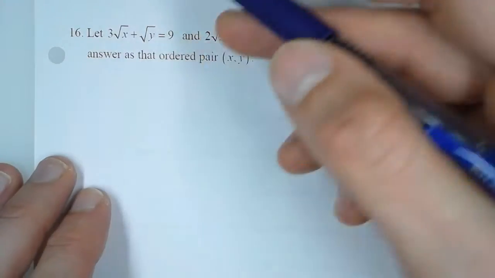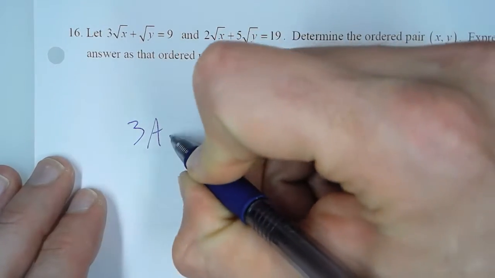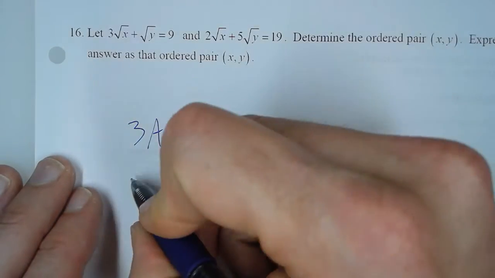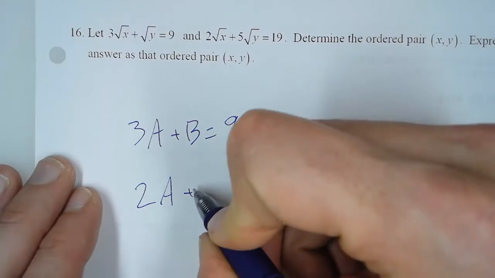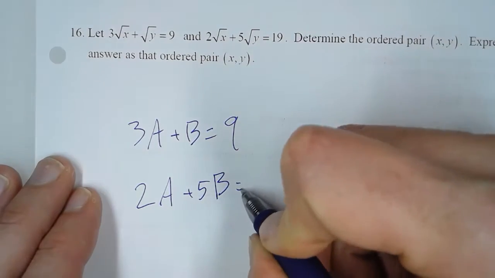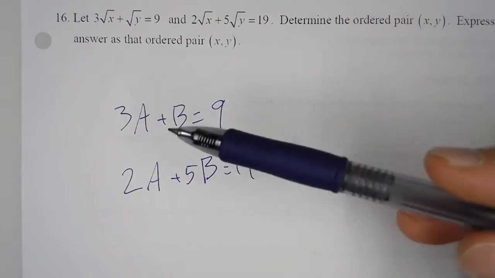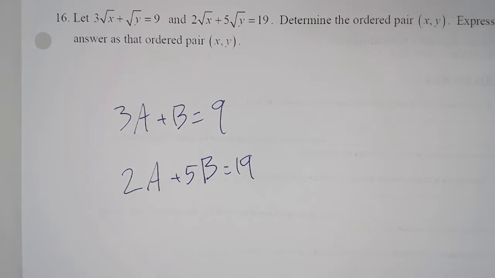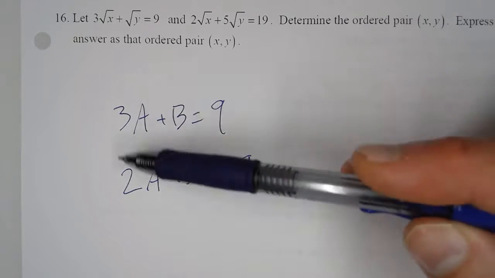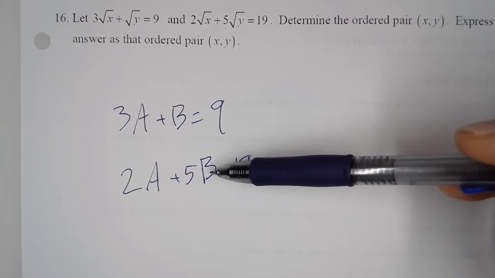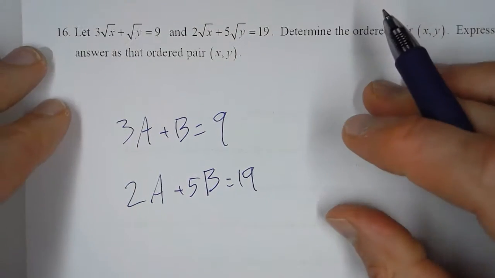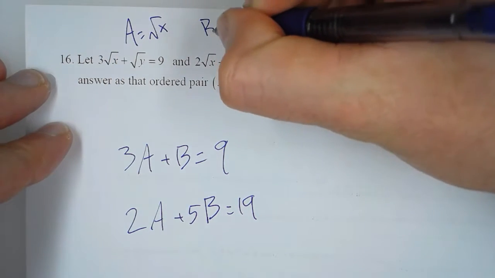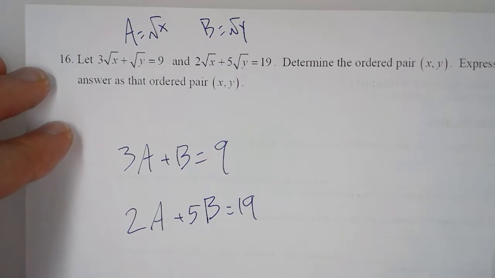So this equation we can rewrite as 3a plus b equals 9. And this equation is 2a plus 5b equals 19. So without the square roots to distract you, you see that this is a system of equations. Now you can solve this with substitution by subtracting 3a to the other side and then substituting a into this equation. And before I go any further, I should make a note up here. a equals square root of x and b equals square root of y. I'm going to need that at the end.